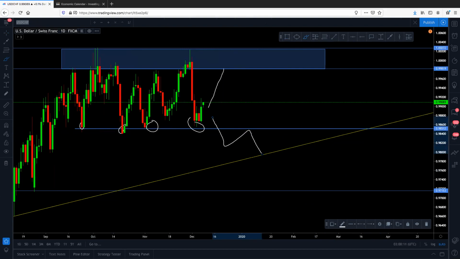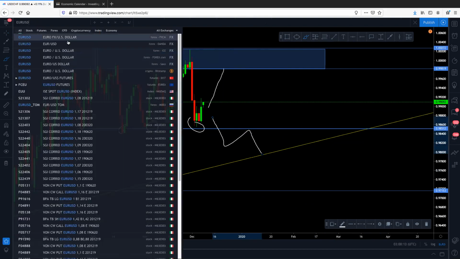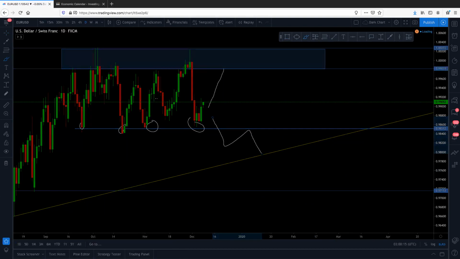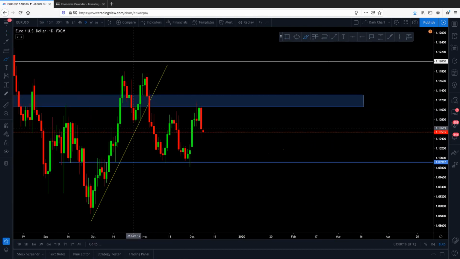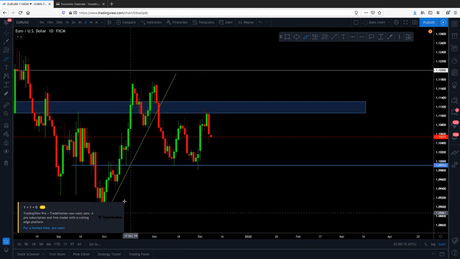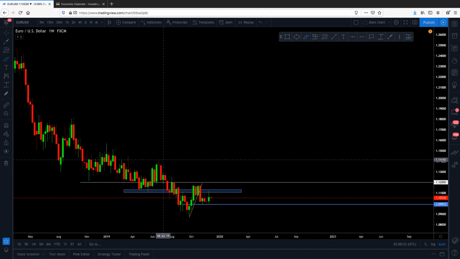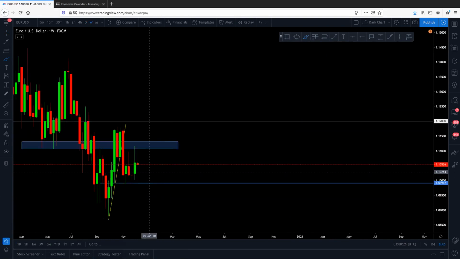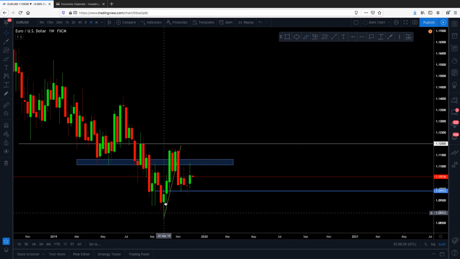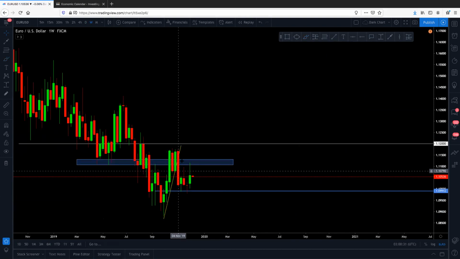Let's look at EUR USD. All right, you see I'm here on the daily chart. If I could, let's take a look at what the weekly is doing. All right, so after this impulse rise here, we had a bearish engulfing right here, and price bounced. So it's at an interesting level.